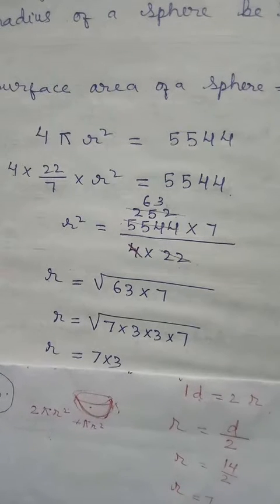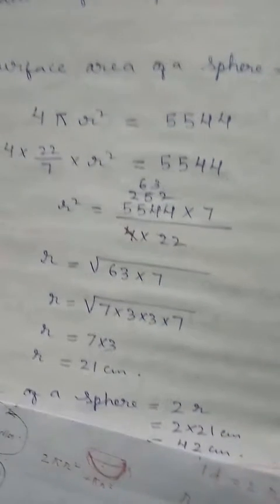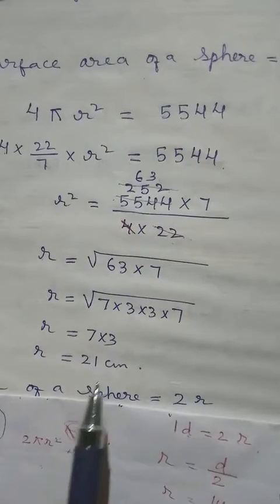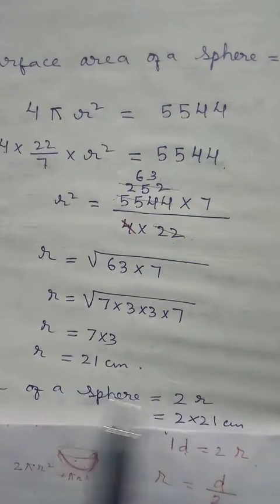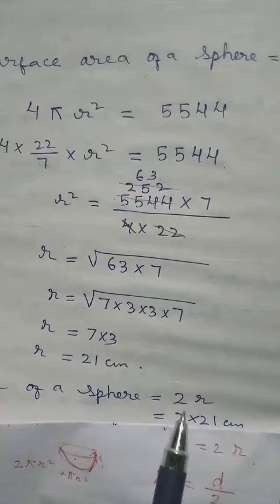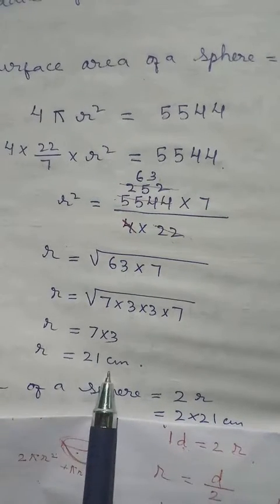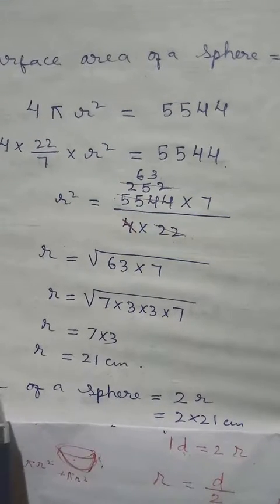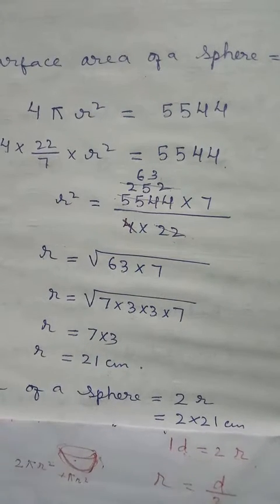So now you get the radius. You can find out the diameter. And remember, in one diameter, there are 2 radii. So 21 multiplied by 2 is 42 cm. So the diameter of the sphere is equal to 42 cm.